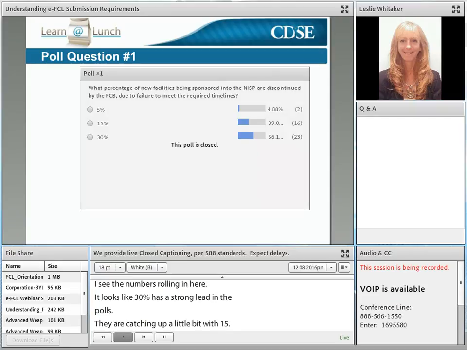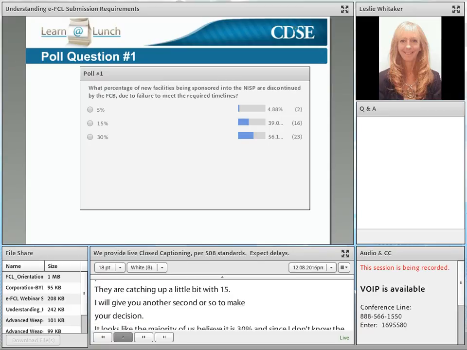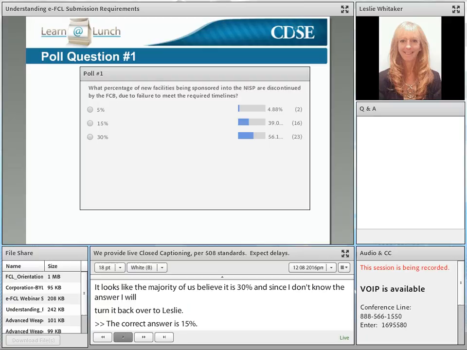Chris, the correct answer is 15%. About 15% of all in-process facilities are discontinued and must be re-sponsored by the government contracting activity or the prime contractor, because contractors failed to meet these timelines. So you'll see understanding what needs to be uploaded into your package will assist you in streamlining the submission process and will eliminate unnecessary delays.